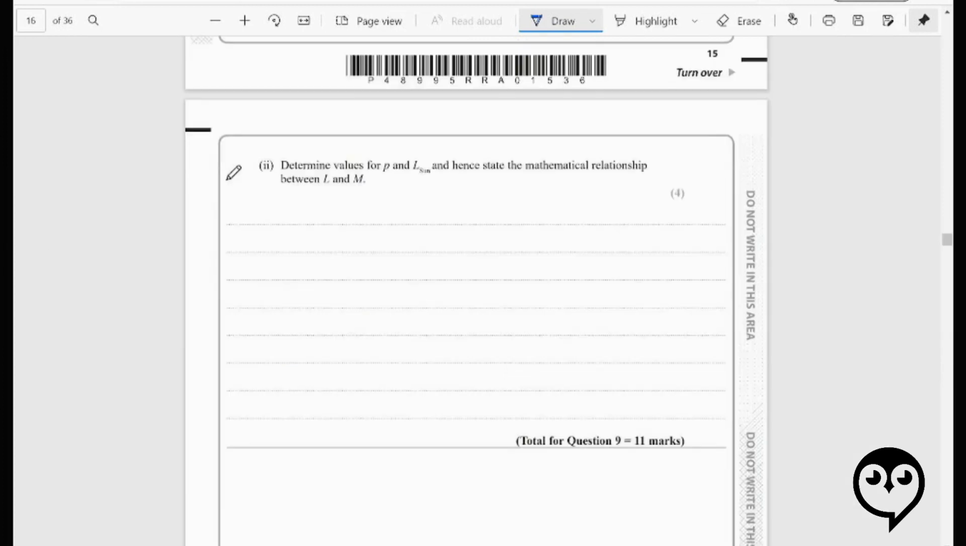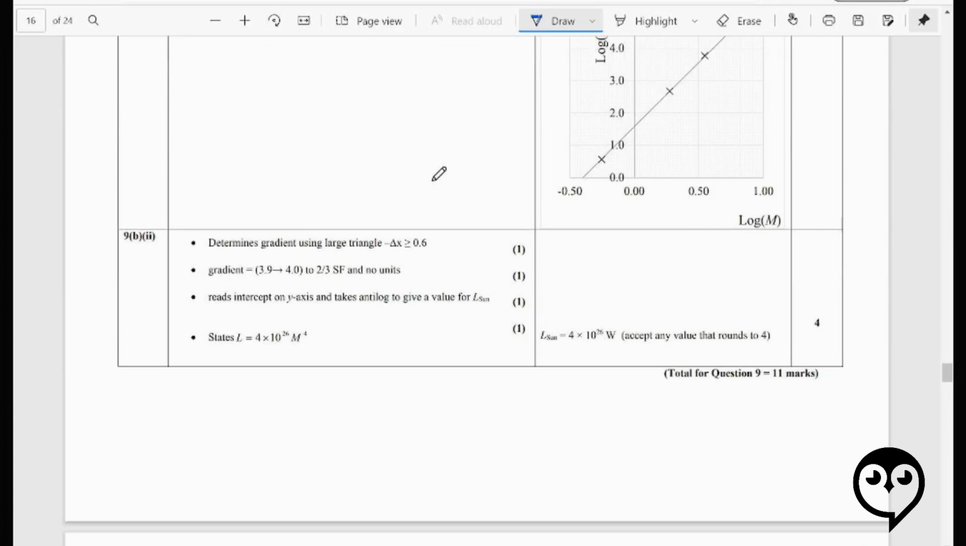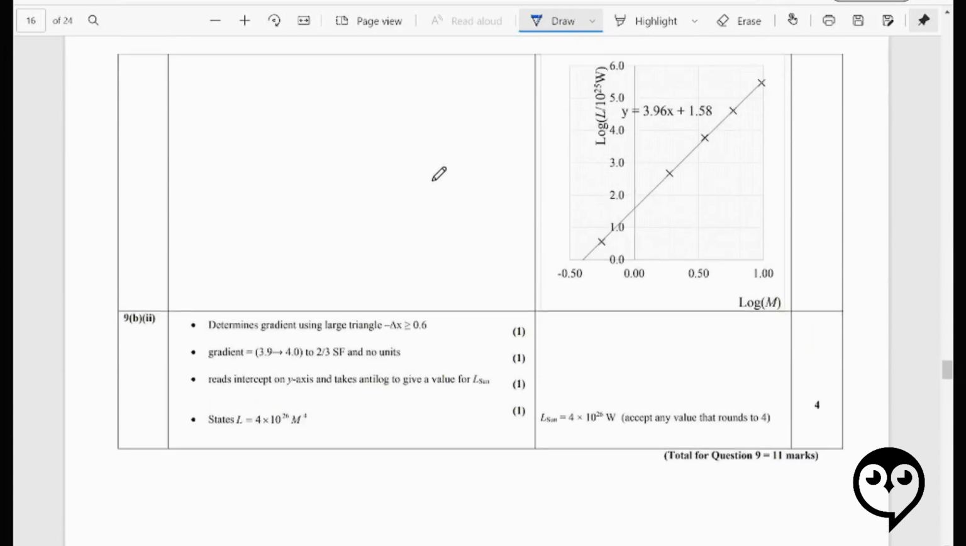All right, moving on, last part here. Determine the values for P and L. Well, we saw them just a moment ago when we were looking at the graph, didn't we? And state the mathematical relationship between L and M. So again, you're just going to find those 2 values and plug them in. We'll see what they say. You're going to determine the gradient on the graph, and they want the delta x to be larger than 0.6. I would say you want your triangle to be fairly large, for whatever graph you use.